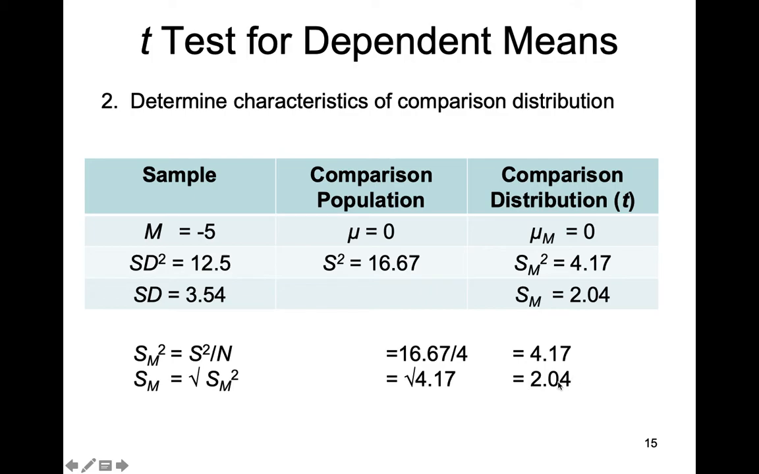So we get that our standard error is 2.04. By way of interpretation, what that means is that any mean that we could possibly sample is likely to differ from the expected mean of 0 by 2.04 points. 2.04 points would be one standard error, or one standard deviation, in this distribution of means.